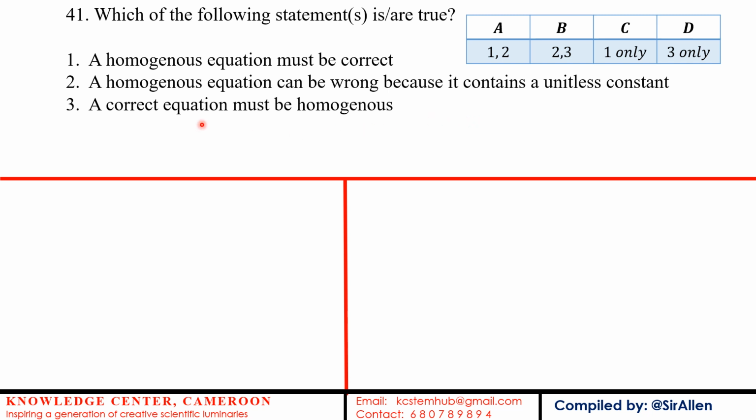So 2 is correct. Statement 3 says a correct equation must be homogeneous. Correct. If homogeneity is a necessary condition for the correctness of a physical equation, then the correctness of a physical equation becomes a sufficient condition for the homogeneity of a physical equation. So whenever an equation is correct, the equation must be homogeneous. So 2 and 3 are correct. So our answer is B.